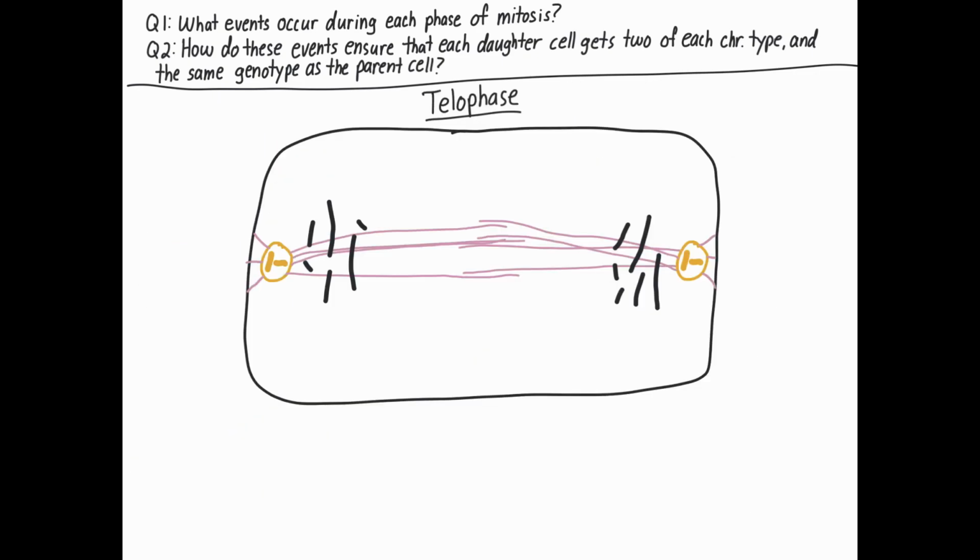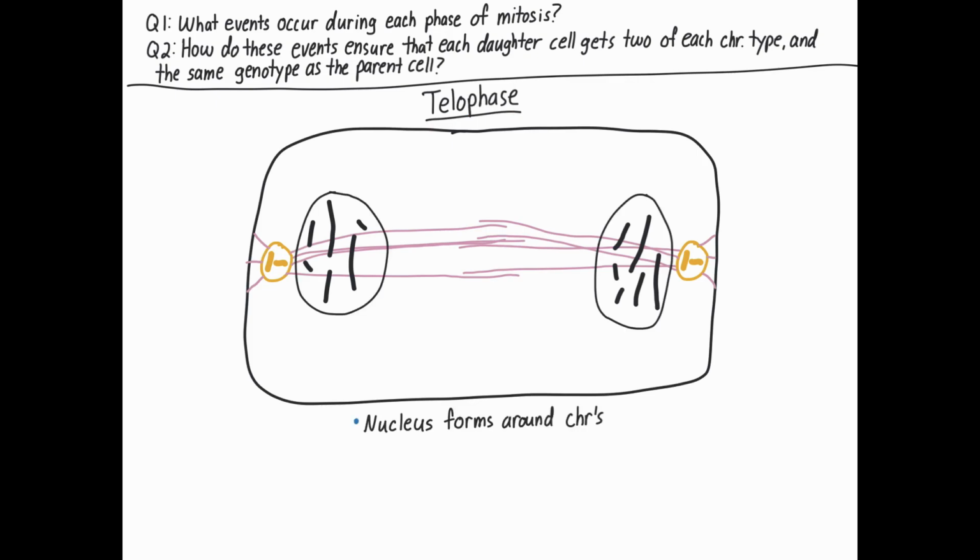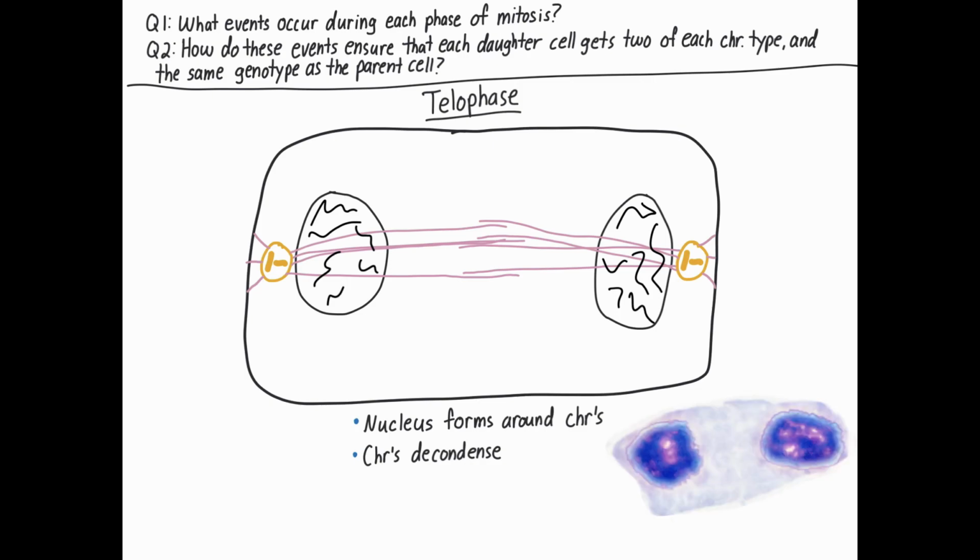Now, next up, we have telophase. During telophase, a nucleus forms around each group of separated chromosomes, and the chromosomes decondense. In our fava bean cell, we see the nuclei have reformed, and that the chromosomes are no longer condensed or visible. After cytokinesis, this cell will become two separate cells.